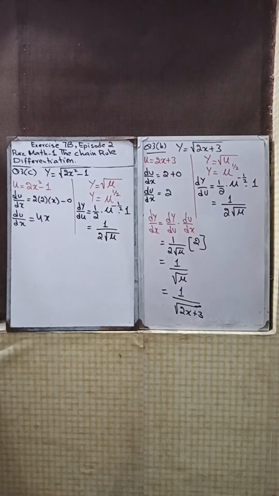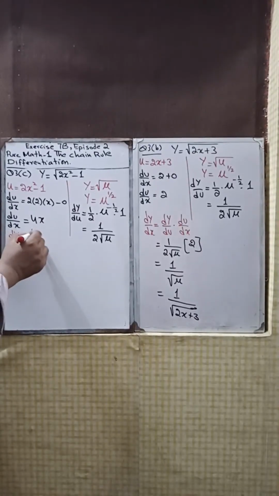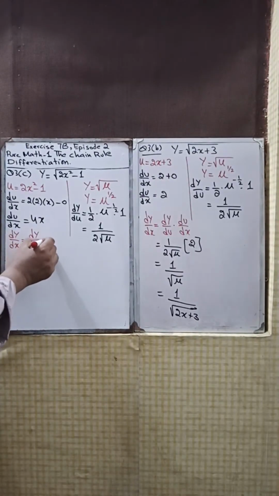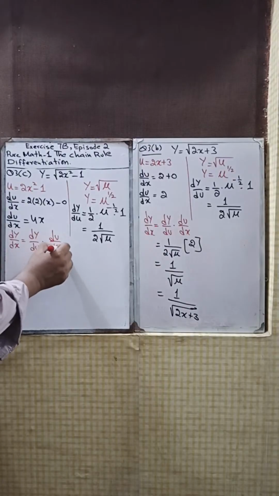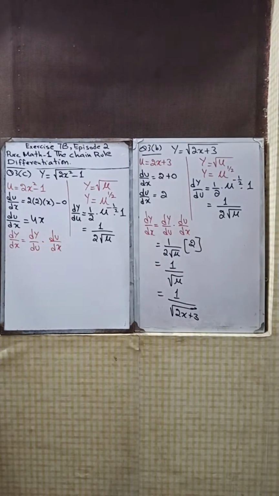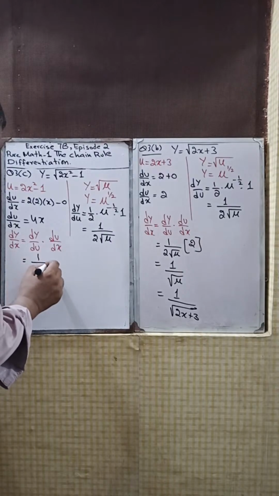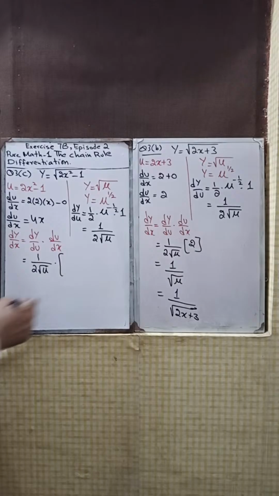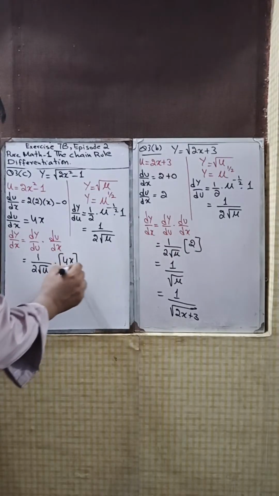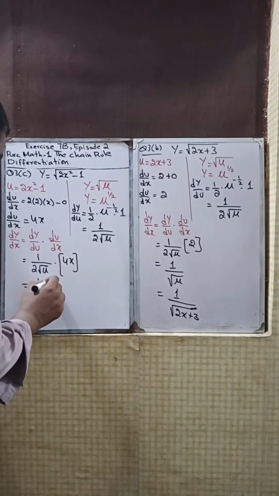Okay, so now we will use the chain rule, and the chain rule says that dy by dx will be equal to dy by du into du by dx. So now we will put the values back there. So dy by du, that is 1 divided by 2 under root u, into, put a bracket here, this is 4x. So my answer will be 4x divided.